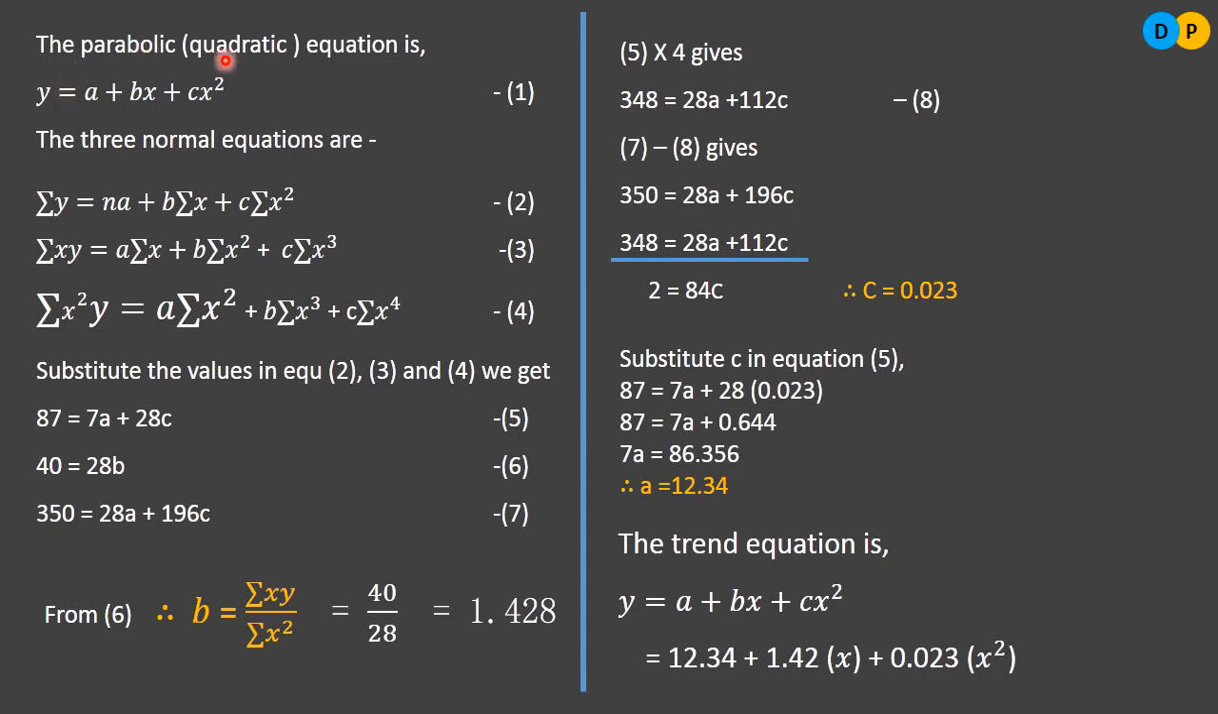What is the quadratic equation? Already they have given it in the question. It is y is equal to a plus bx plus cx square. We consider this as equation 1. Also we know the three normal equations.